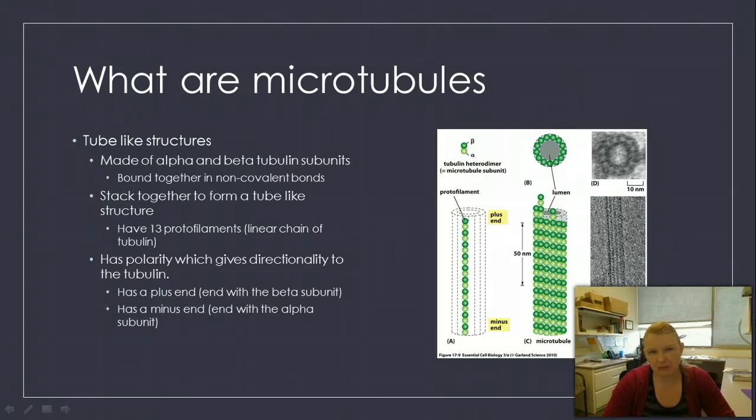Don't worry too much about what that means quite yet. You're going to see that here in a second. But just know there's a plus and a minus end, and the plus end is when it ends in a beta subunit, and the alpha end is the minus end. And that we have these protofilaments that stack together to form these tube-like structures.